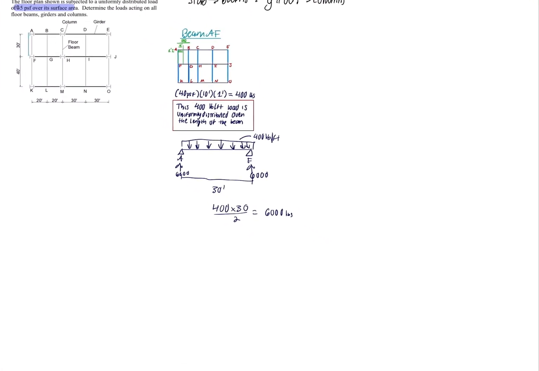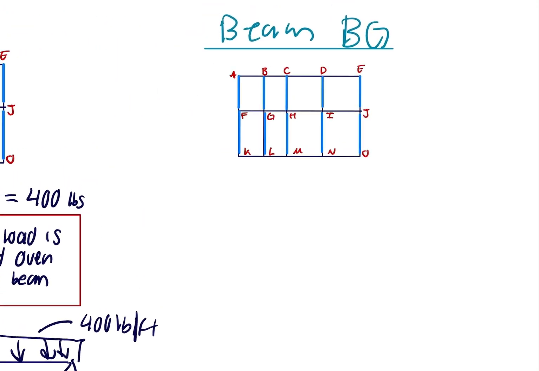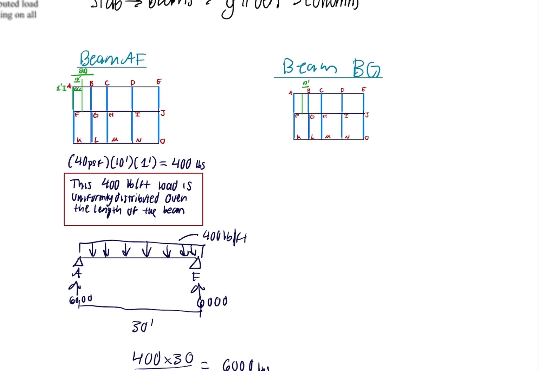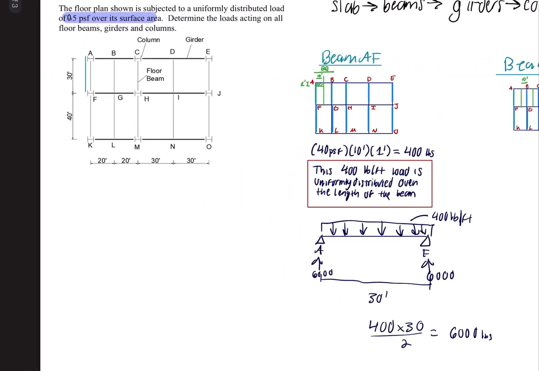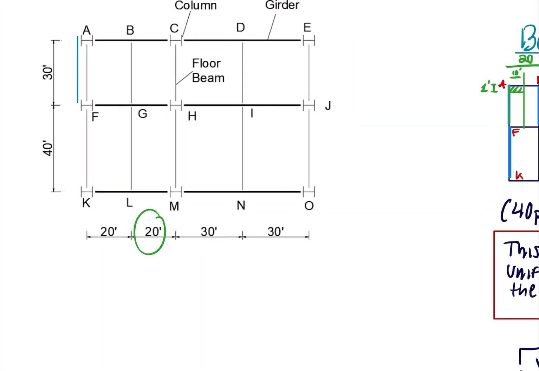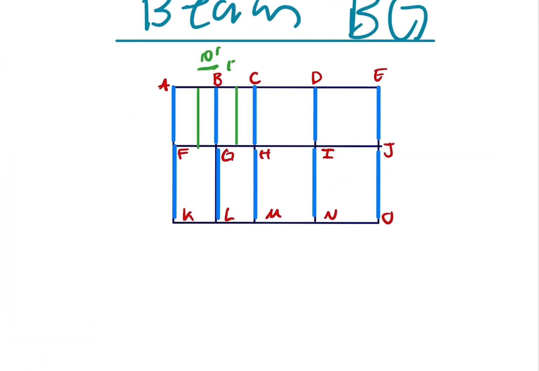You will then do this for all of the beams. We will do beam BG next. So now we have beam BG. We will take half from this, which we know is 10 feet. And then we will take half from this, which we know is also going to be 10 feet. So we have a total of 20 feet here.